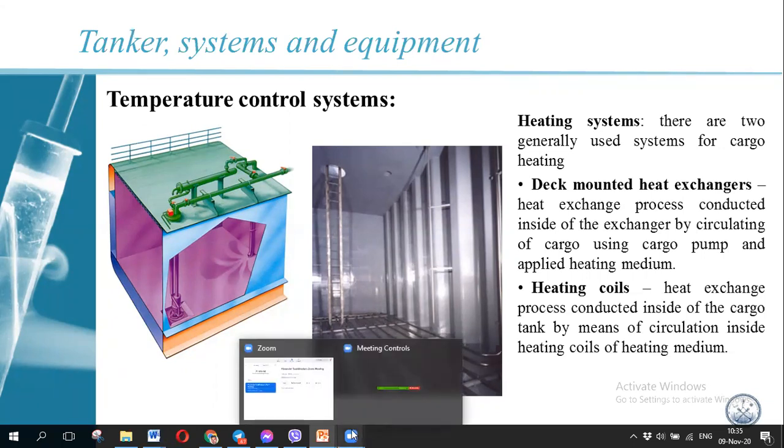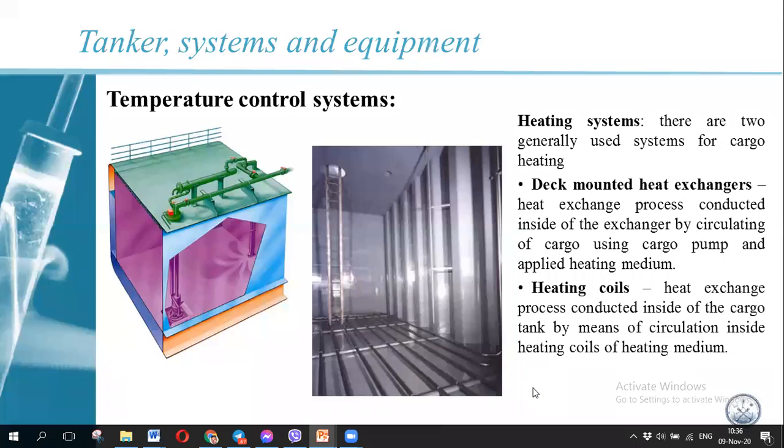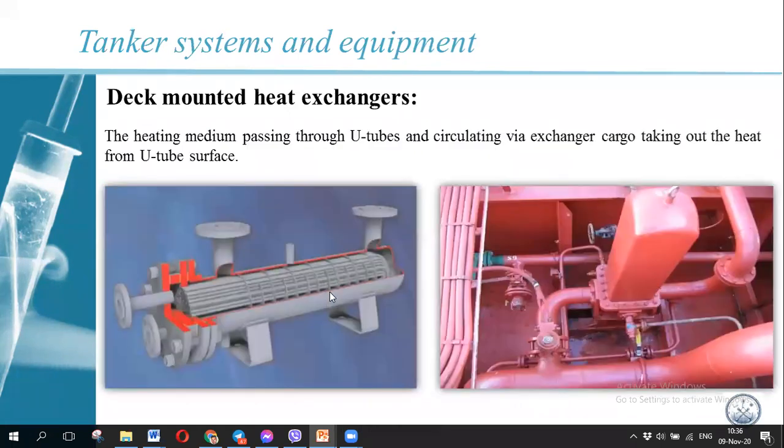In a chemical tanker, cargo heating coils are not so useful. In chemical tankers and product tankers, it is more useful to have deck mounted heaters. So how does the deck mounted heat exchanger work? Let me say, the pressure of the steam is going in the pipes and coming out. So steam in, going and going out.